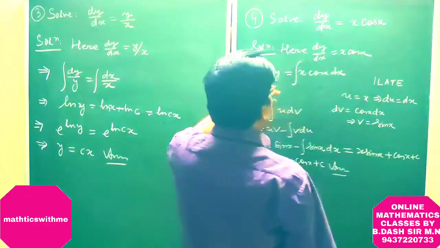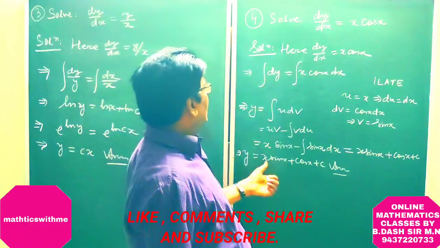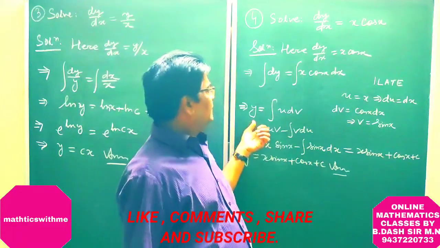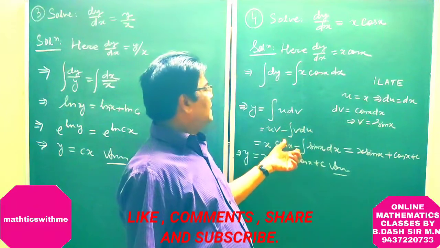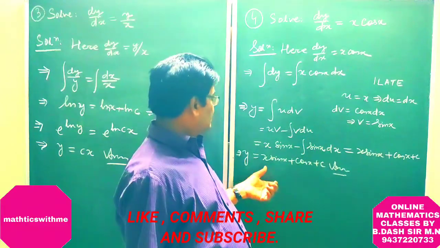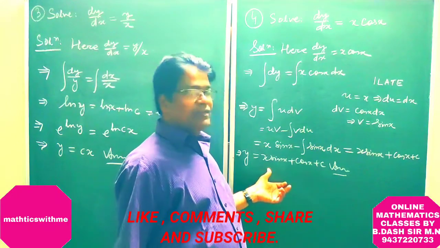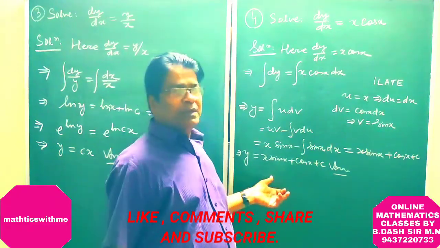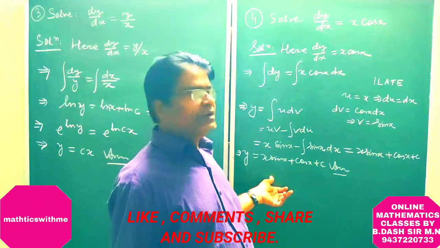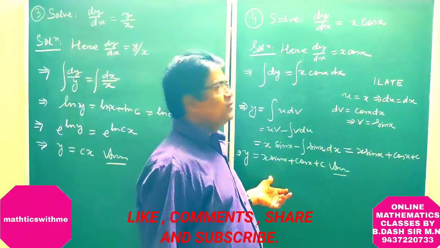So here we have to integrate dy by dx is equal to x cos x. Now we have separated the variables. Now after integration, integrating by parts, we get the final answer y is equal to x sin x plus cos x plus c. With this, our fourth problem is solved. Let us proceed to solve the next question.